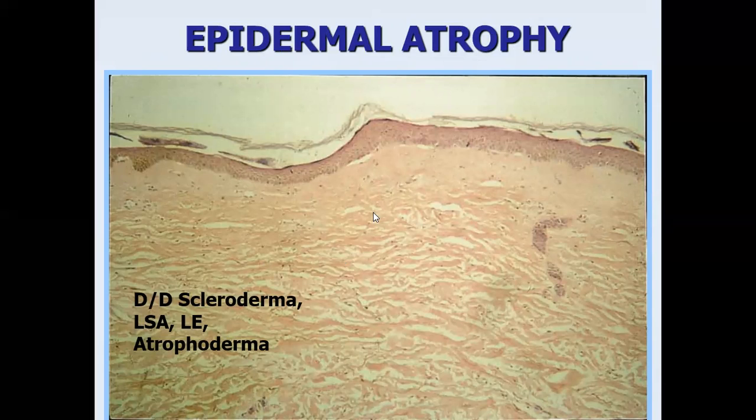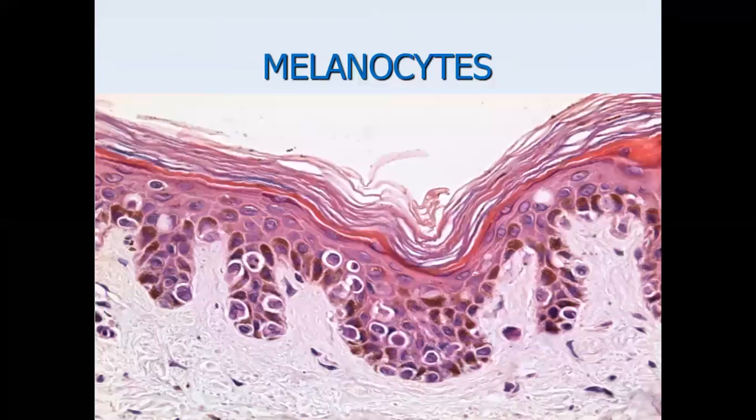Another term that is used is epidermal atrophy. Epidermal atrophy means the epidermis is thinner than the normal epidermis, and there is loss of rete ridges. So epidermal atrophy is seen in several sclerosing conditions having dermal sclerosis, like scleroderma, like LSA, atrophoderma, and LE.